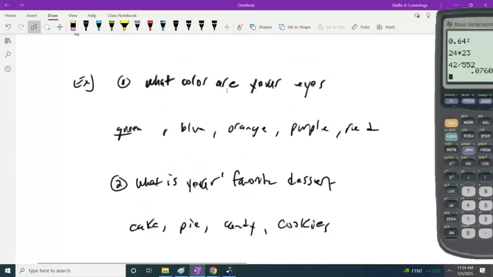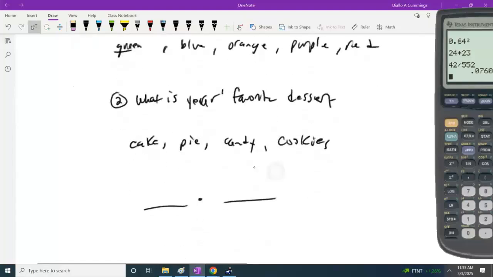For this first question, what are the answer choices? How many answer choices? 5. Out of those answer choices, how many are correct? Should be 1. So the probability for getting the first question right on a guess is 1/5.